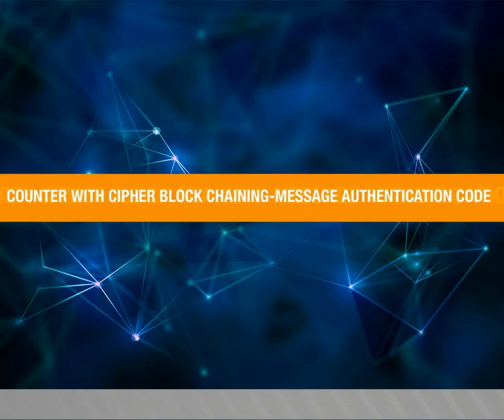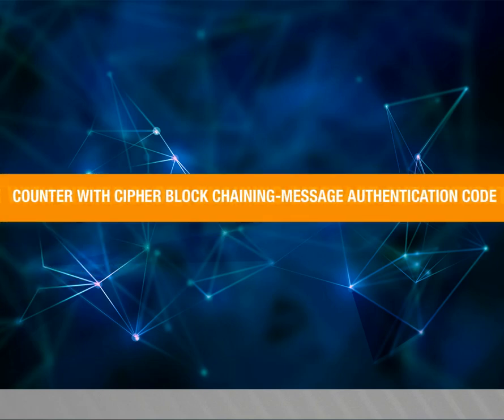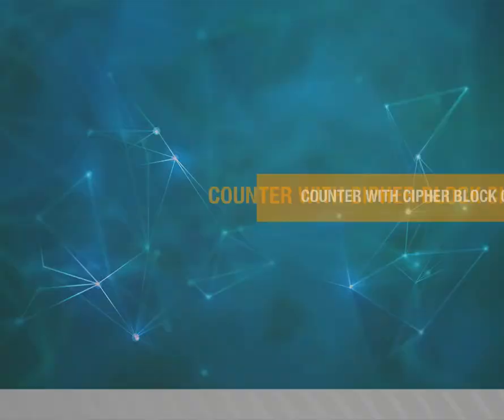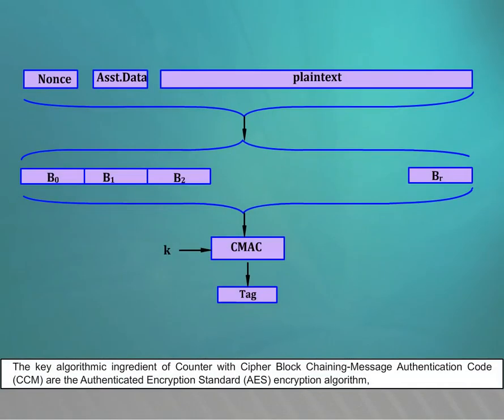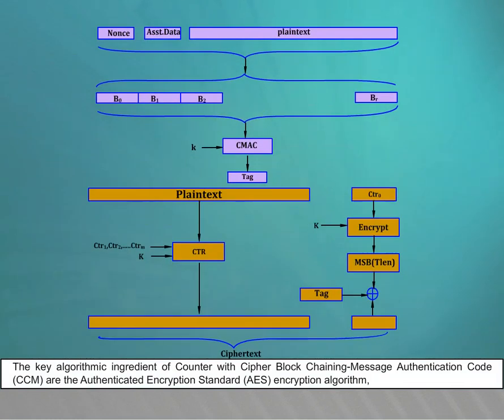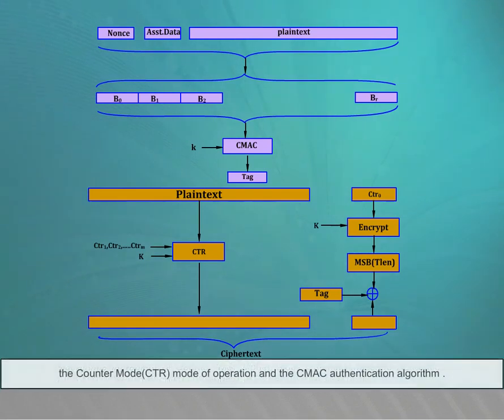Counter with cipher block chaining message authentication code. In this video, we are going to see about counter with cipher block chaining message authentication code. The key algorithmic ingredients of CCM, or counter with cipher block chaining message authentication code, are the Advanced Encryption Standard AES encryption algorithm, the counter mode CTR mode of operation, and the CMAC authentication algorithm.